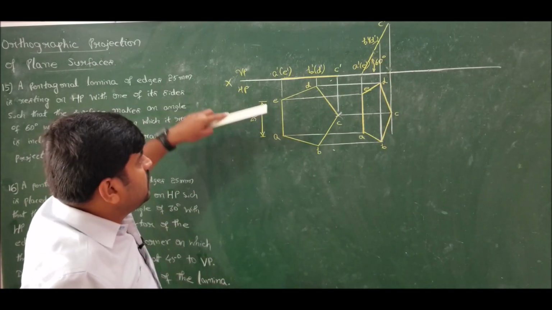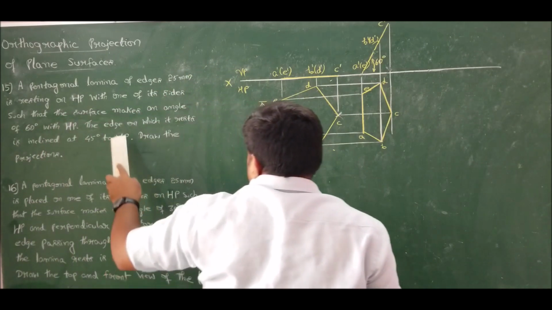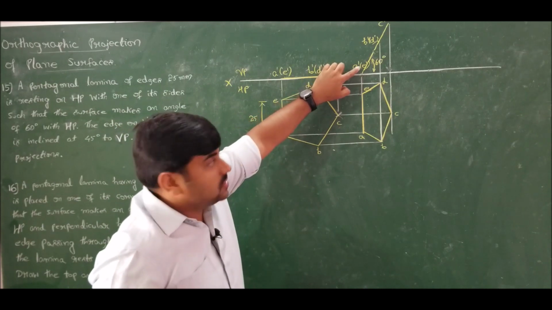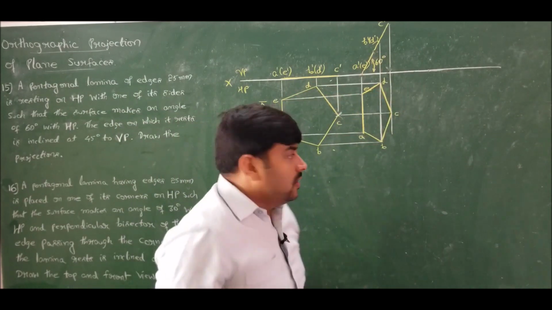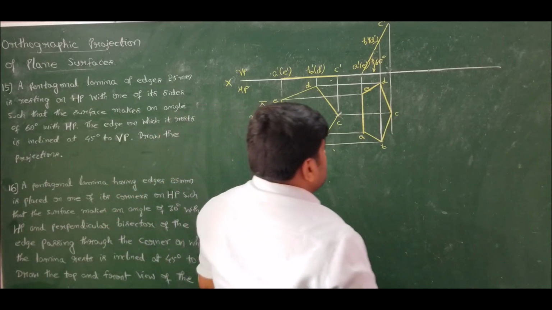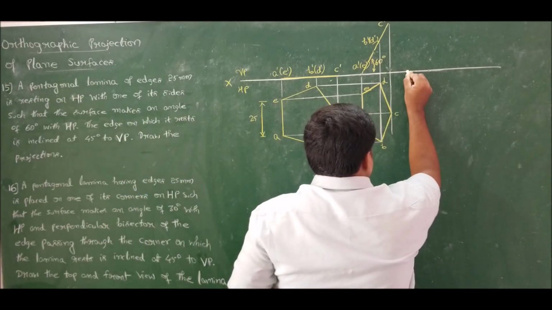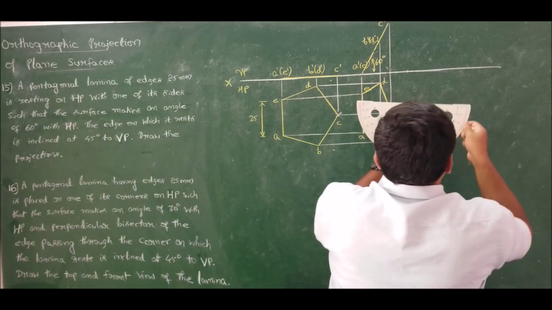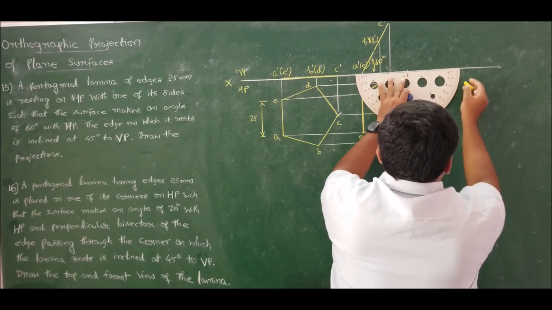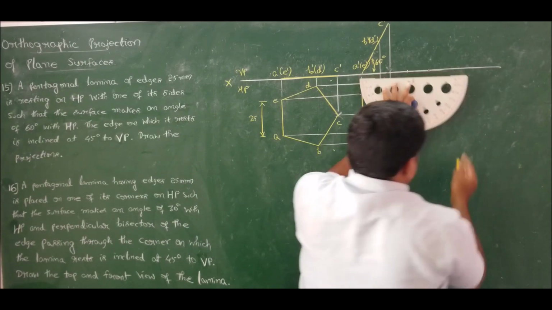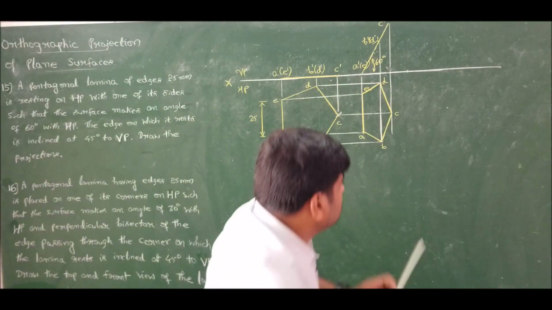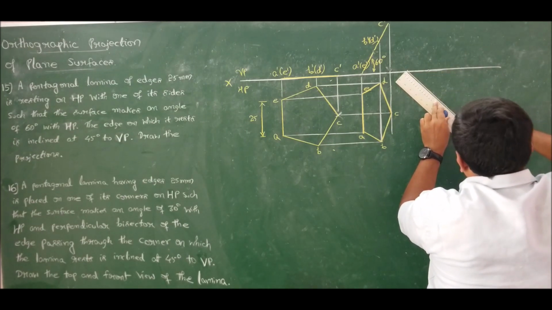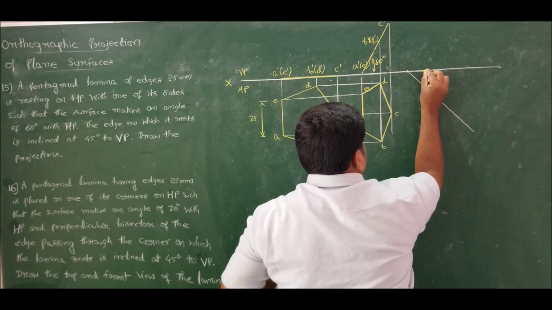Now in the final position, I should show the inclination with respect to the vertical plane. He says that the edge on which it rests is inclined at 45 degrees to VP. So it is resting on the edge A dash E dash. Therefore AE should incline at an angle of 45 degrees to the vertical plane. So let me mark 45 degrees. Marked. Now draw 45 degrees. Drawn. So this inclination is given for us in the question.